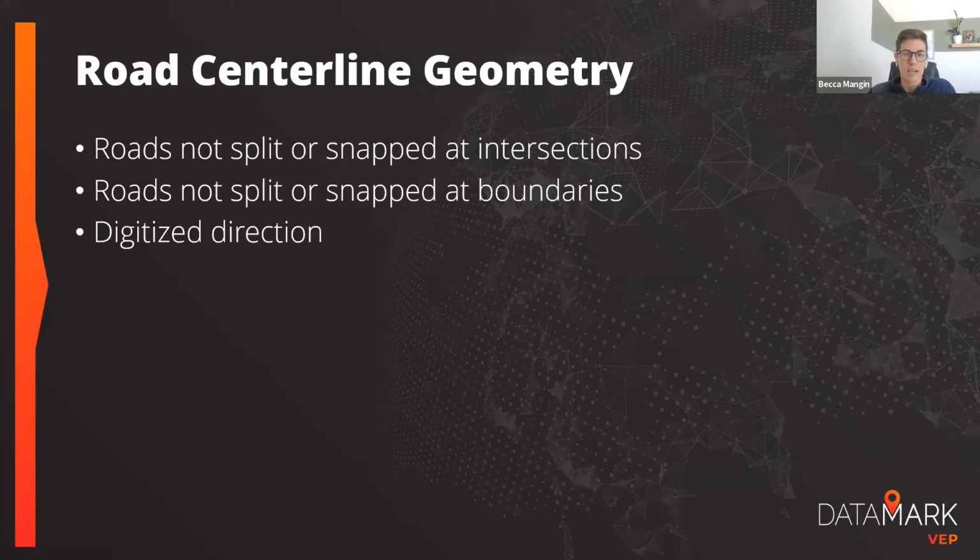In these cases, I always like to say data should be an accurate representation of the real-world situation. So if we're thinking of a highway overpass, for example, that segment can be left unsplit where the road intersects, right?